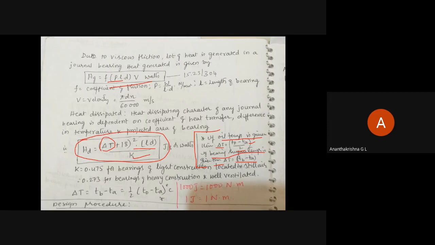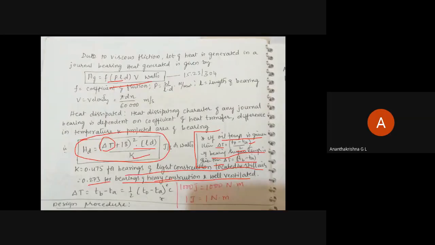And K value is going to be 0.273 for bearings with heavy construction and well ventilated, and 0.475 for bearings of light construction and located in still air. Suppose you are asked to find out heat dissipated in a member. The temperature difference is so and so, and the length and diameter of the journal are so and so, for a well ventilated bearing. Then you have to use K value as 0.273 to calculate heat dissipated.